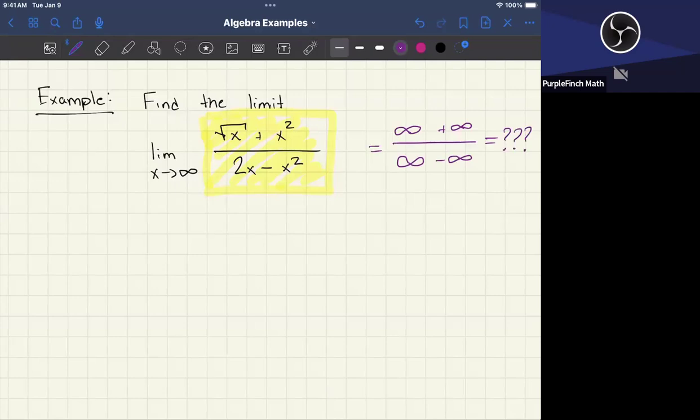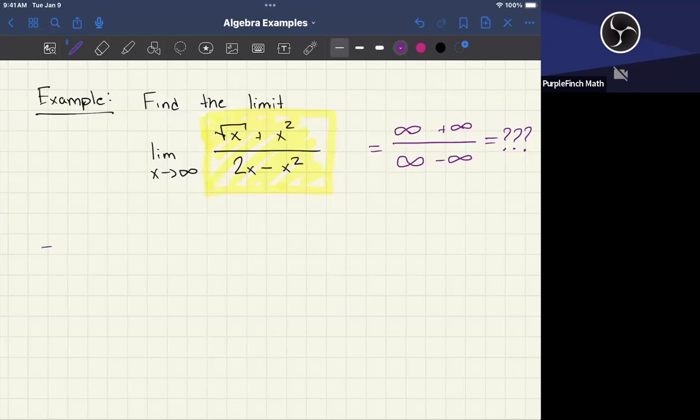When you have a polynomial of some type divided by a polynomial, what we're going to do is look at the degree of the polynomial on top and the degree of the polynomial on bottom, and we're going to look at the highest exponent on both. In this case, it's both a 2, and that's the thing that we're going to pull out. We're going to kind of factor out an x squared on both the numerator and the denominator.